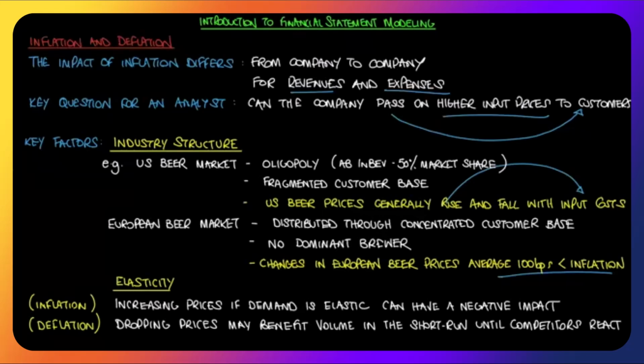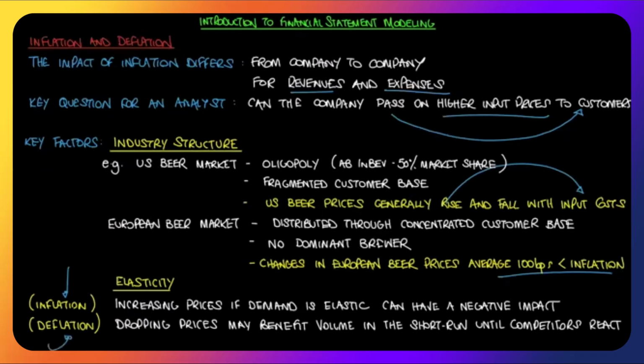And secondly, elasticity. Increasing prices. So if we have inflation that we're trying to pass on and you increase prices, if demand is elastic, that can have a negative impact. We know this from our basic price elasticity of demand in economics. If we're elastic, price elasticity of demand in absolute terms is greater than 1. Increase your price by 10%, your quantity drops by more than that.